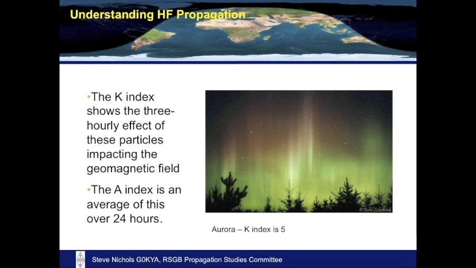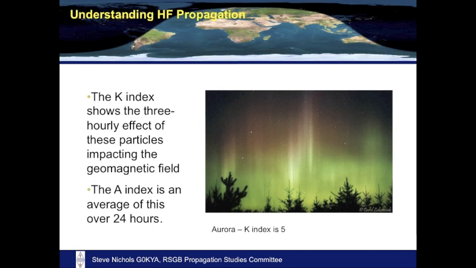Now there's two indices that measure this. One is said as the K index, which is a 3-hourly index of conditions. KP is the one you need to be looking for. That's the planetary index for the whole world. We have all these little individual K indices around the world, and they're all brought together into one big KP, the K planetary index. That's the one you need to look at.